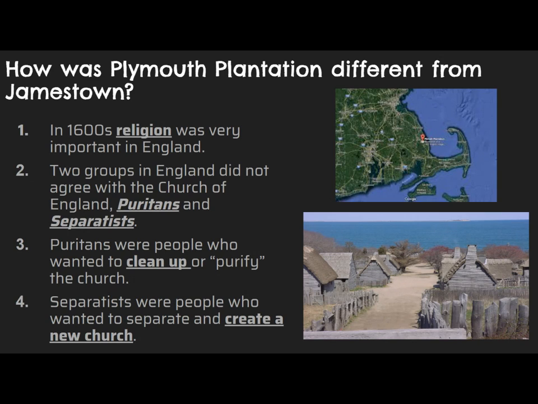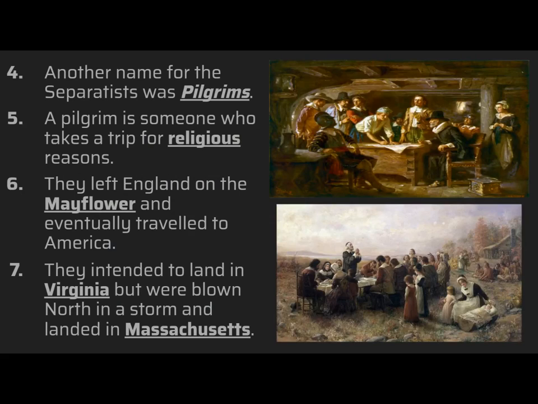These two groups that didn't agree with the Church of England were Puritans and Separatists. Puritans are people that want to clean up, they want to purify, right? The word pure is in the word Puritan. So they're trying to clean up the church. Whereas the Separatists are saying, this is too far gone. We want nothing to do with it. We need to create a whole new church.